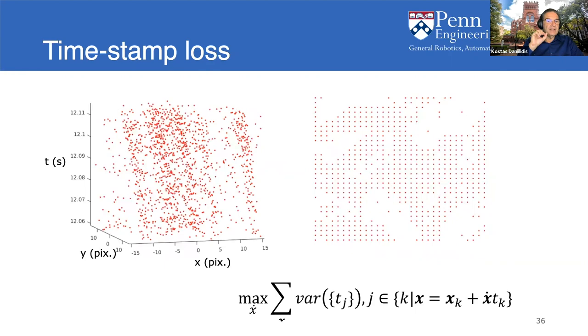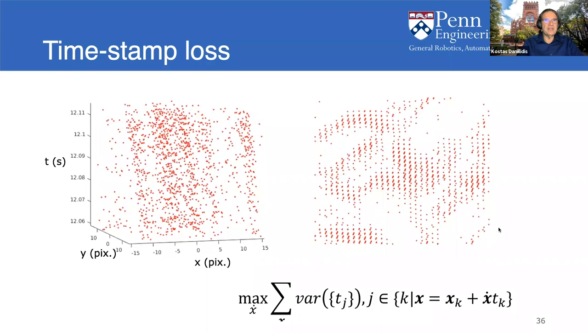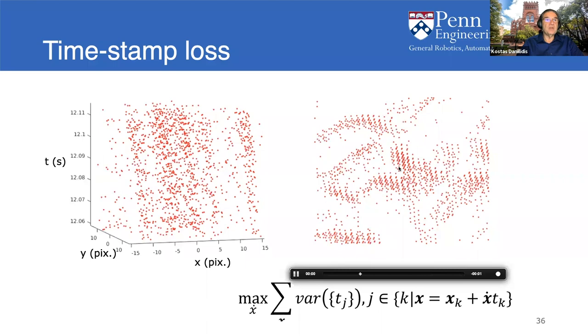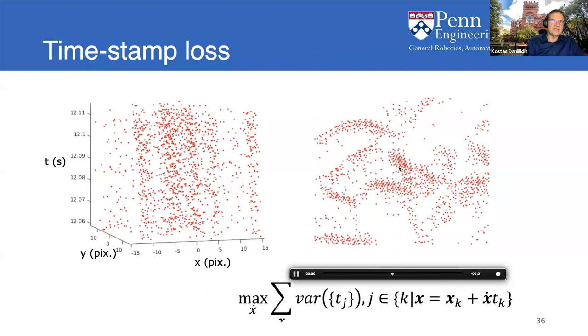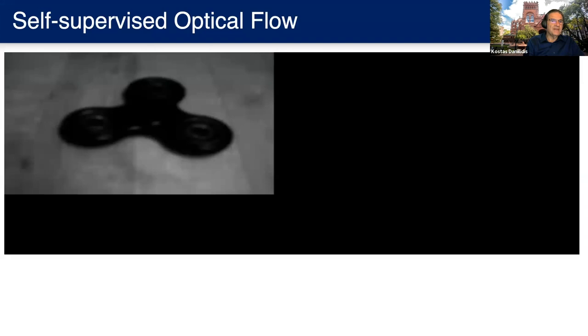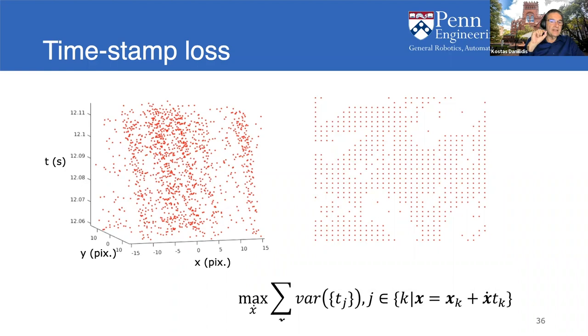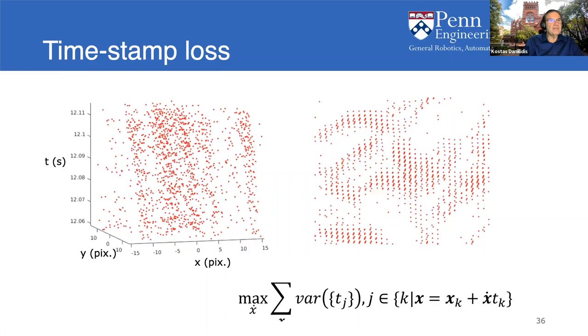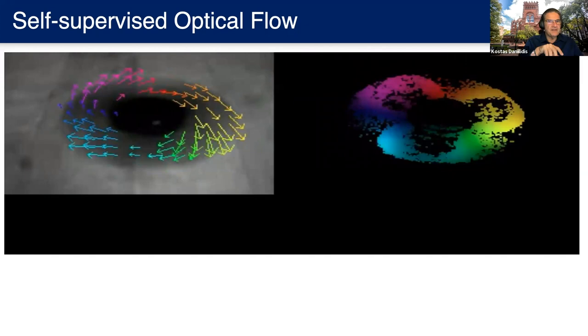And we use the timestamp loss, which is the original idea we used also on the features, that we take all the events, we warp all of them with the flow. If the flow is locally constant, you get these columns. On the right, you see them like the time goes into the coordinate system. And we use the variance. Excuse me. We didn't use the variance in the accumulated space, but we use the variance on the timestamps. And this was what was used as a loss to minimize during training. So we were really surprised that the results were so good. This is a fidget spinner like the one that I'm holding here.